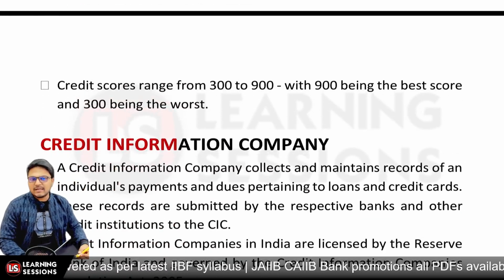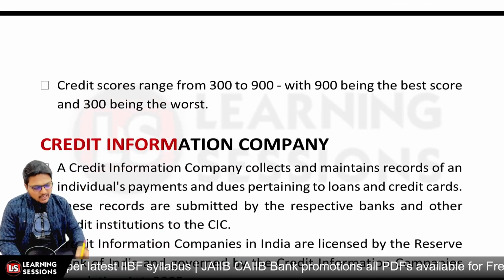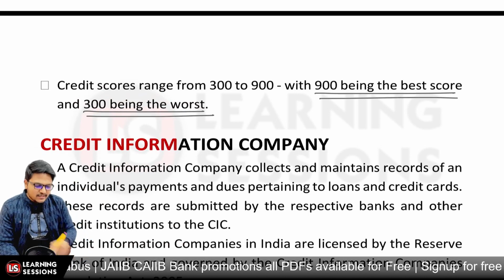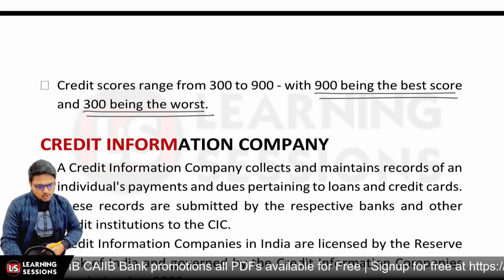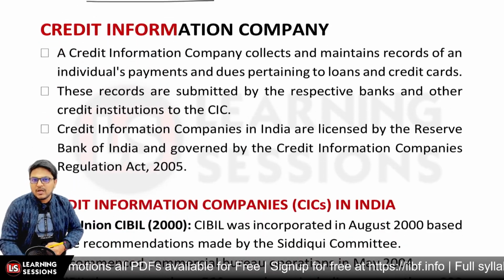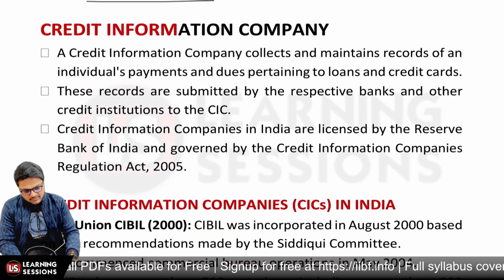Further, credit scores can range from 300 to 900. Now 900 is basically considered the best score, and 300 is considered the worst score. Now let's learn about the credit information company. What does a credit information company actually do?